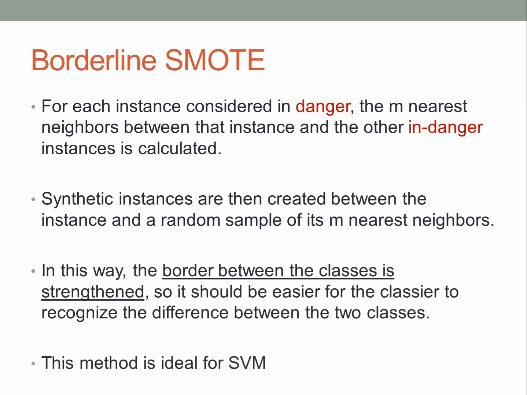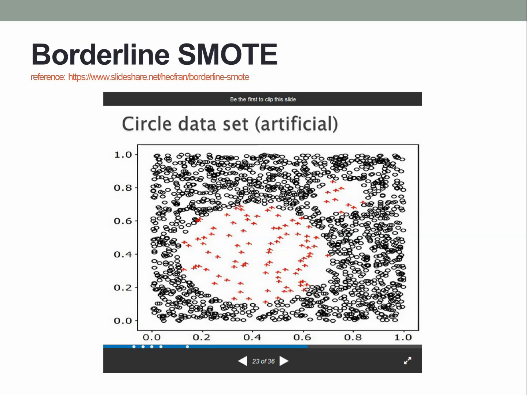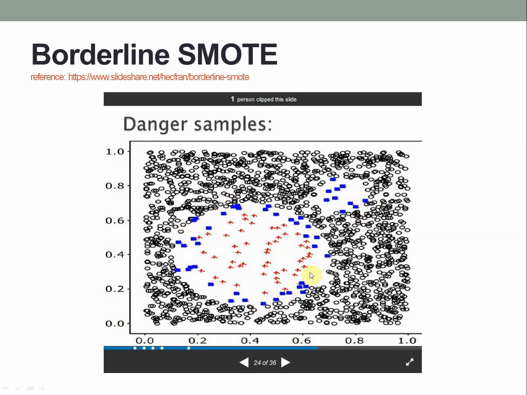And of course, the method is ideal for SVM because this is exactly following the concept of the SVM. Let's take a look at the example. You can see that the majority are the black dots, the minorities are the red crosses over here. And therefore, if we look into the in-danger concept, only those nodes in blue are considered in-danger points, because you can see these red points over here are surrounded by the positive cases, which are considered the minority.